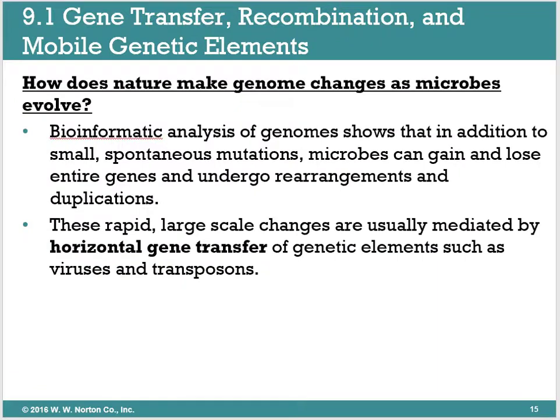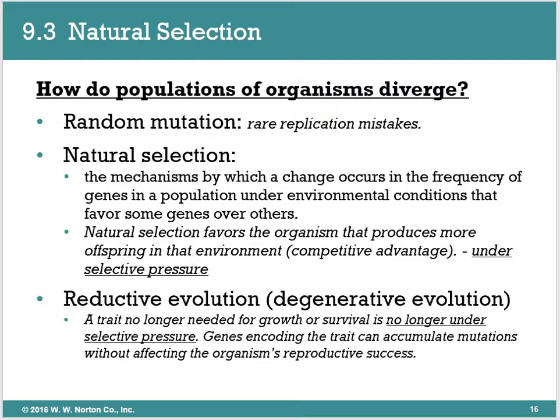Okay, so how does nature make these genomic changes? Like, how does that aid in evolution? So there are several ways that we can analyze genomes and how they gain and lose genes. You know what, actually, let's just scratch this. Never mind. But we are going to talk about natural selection. So we are going to talk about how do these populations, these species, how do they diverge? Meaning, how do they evolve and how do they become different over time?